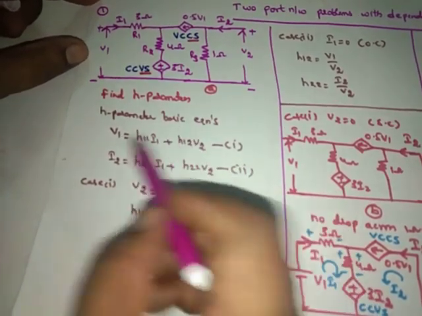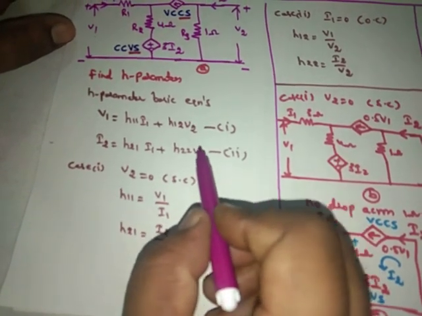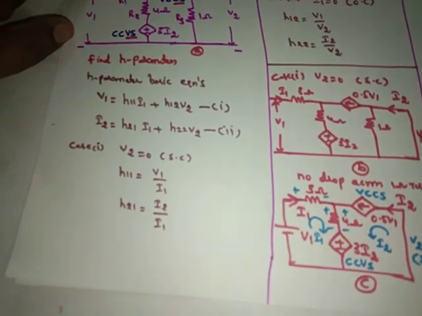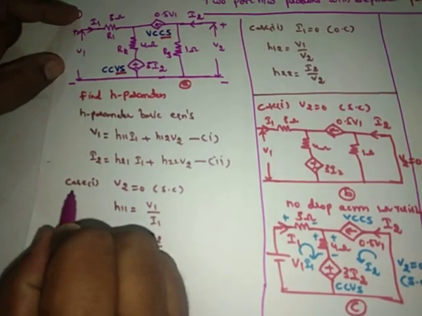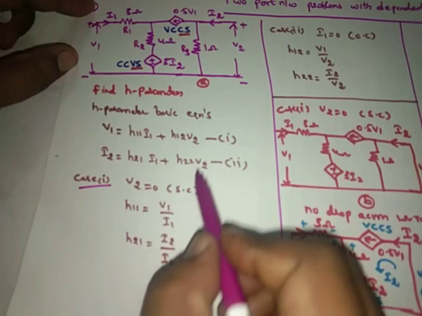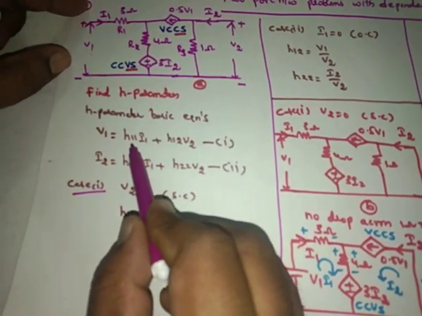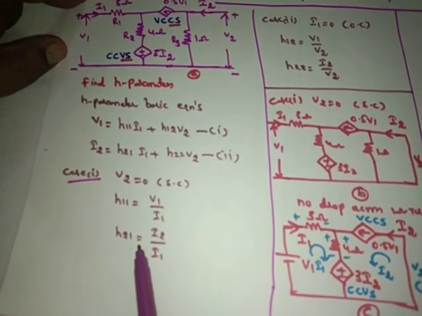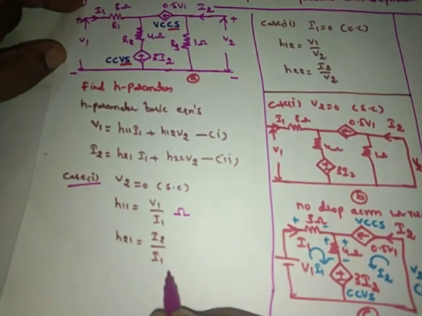The procedure is, first of all write down the H parameter basic equations. Already you know these are hybrid parameters, which means we use the open circuit concept as well as the short circuit concept. In case 1, V2 is equal to 0, which means short circuit. The remaining two parameters are H11 and H21. H11 is equal to V1 by I1, H21 is equal to I2 by I1. H11 is in ohms, and H21 has no units.